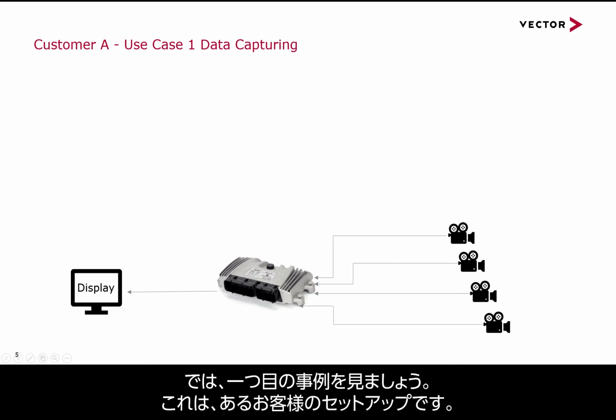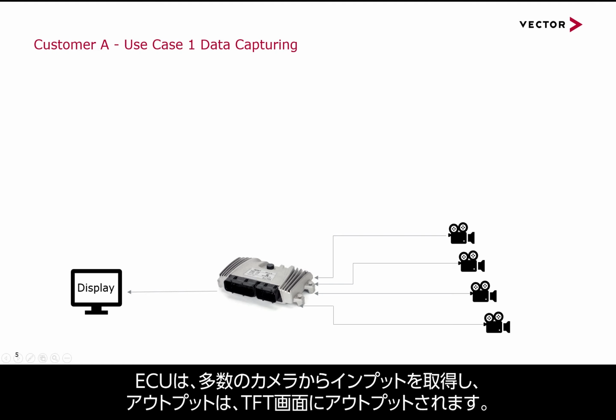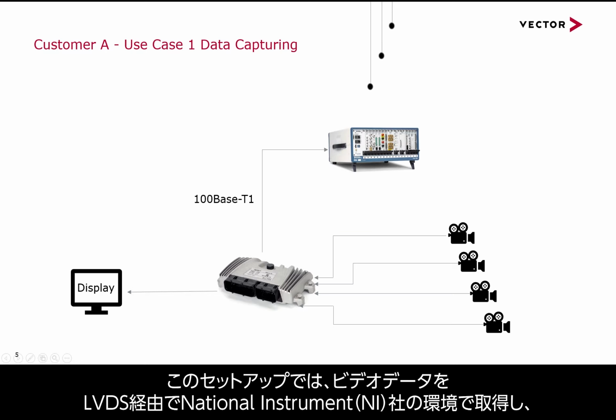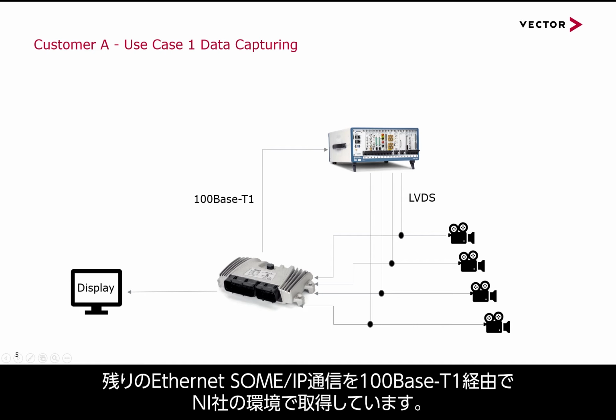Now, on to the first use case from the first customer. This is their setup. The ECU has inputs coming in from a number of different cameras, and the output is being displayed on the TFT screen. In their current setup, they are capturing this video data over the LVDS into the NI setup, as well as capturing the remaining Ethernet SOME/IP communication over the 100BASE-T1 into the NI setup.